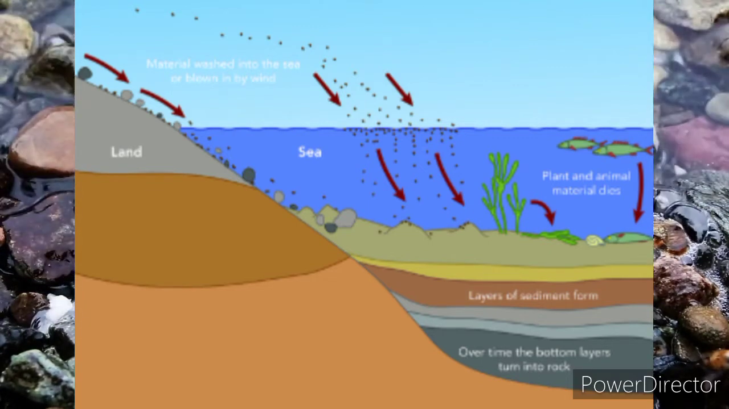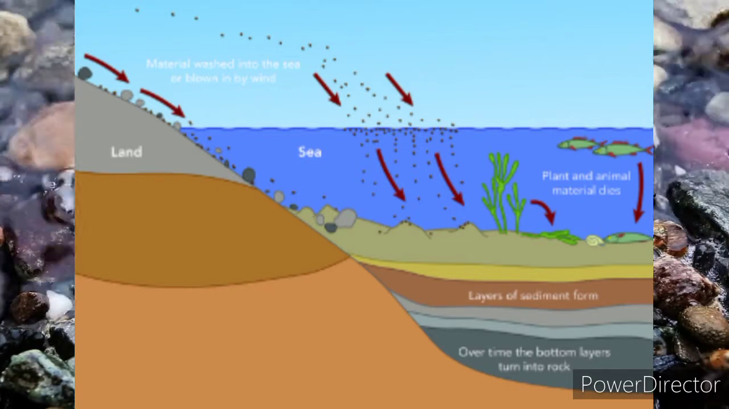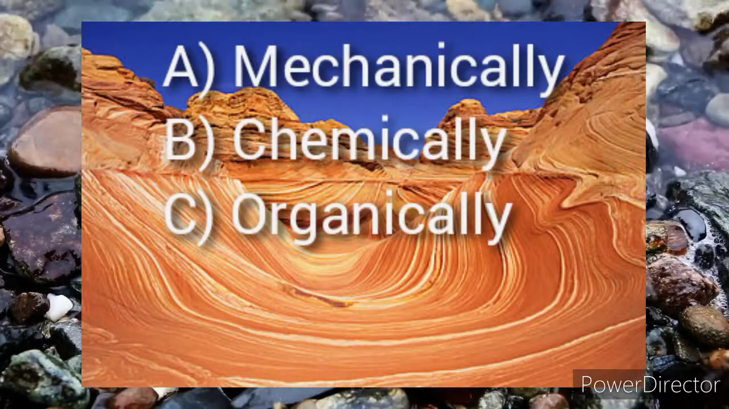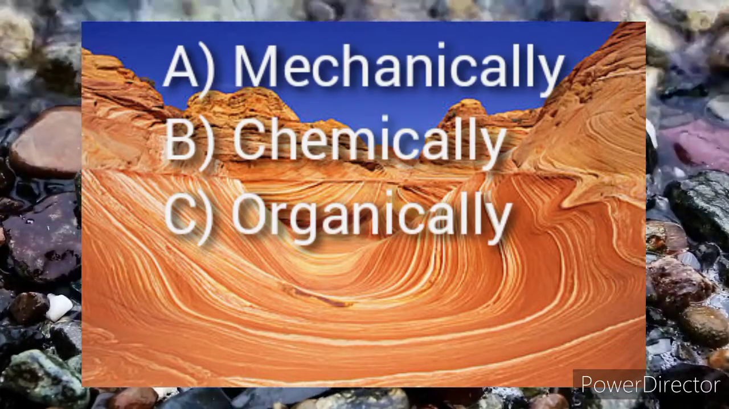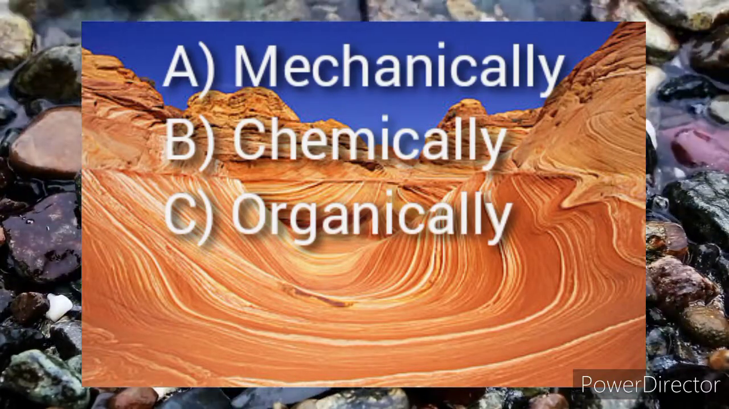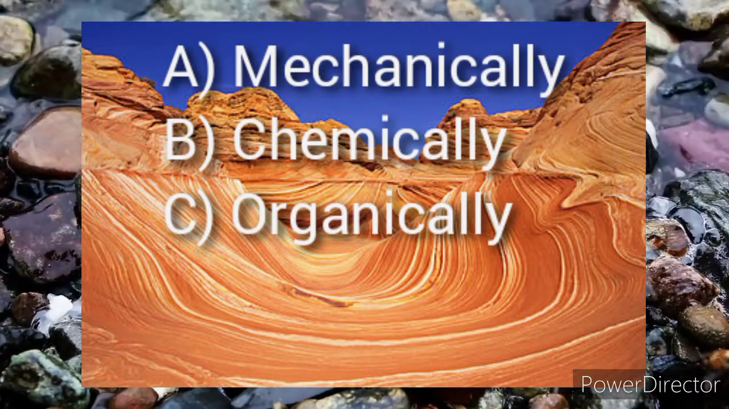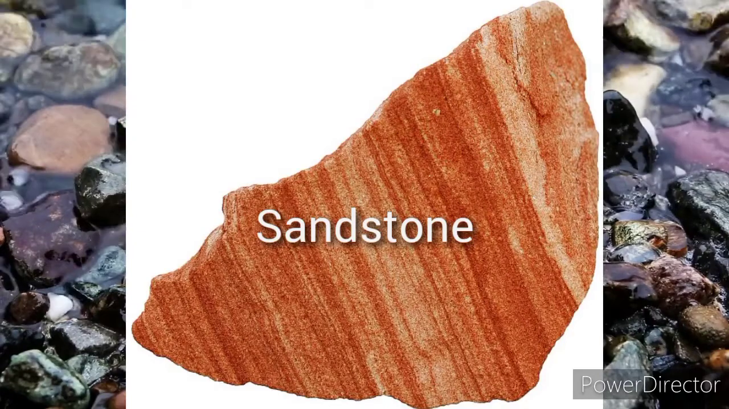It gets compressed and sticks to one another, and thus sedimentary rocks are formed. Sedimentary rocks can be formed through any one of the following methods. They can be formed mechanically, chemically, or organically.